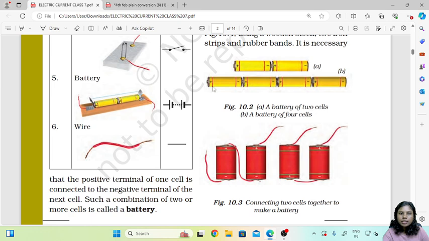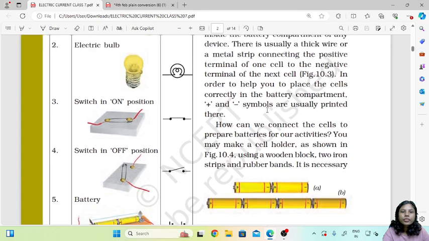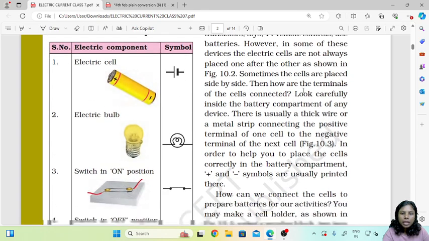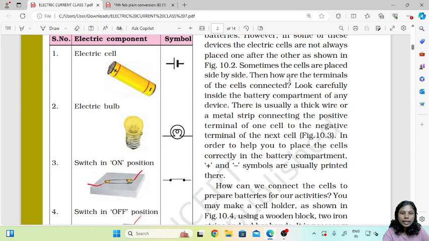So what we are saying is that when we look at our TV remotes, are the batteries placed like this, in continuous? Are they attached to each other? No, they are placed separately, right? One is placed on one side, the other is placed on the other side, and they are not in contact with each other. So sometimes the cells are placed side by side.